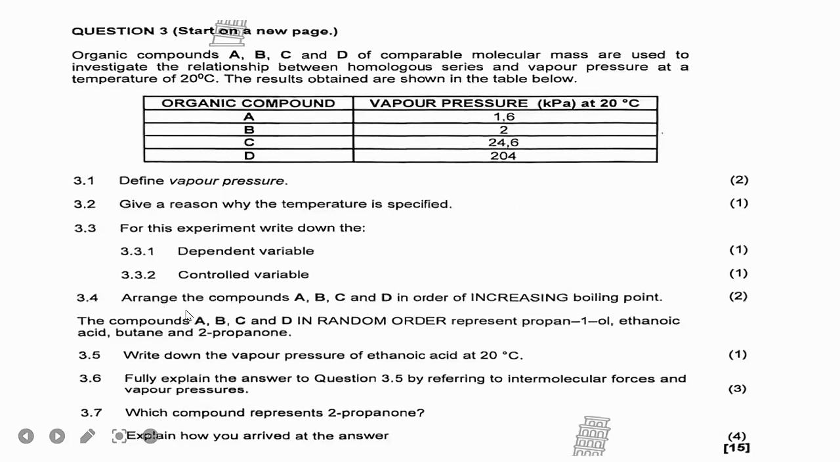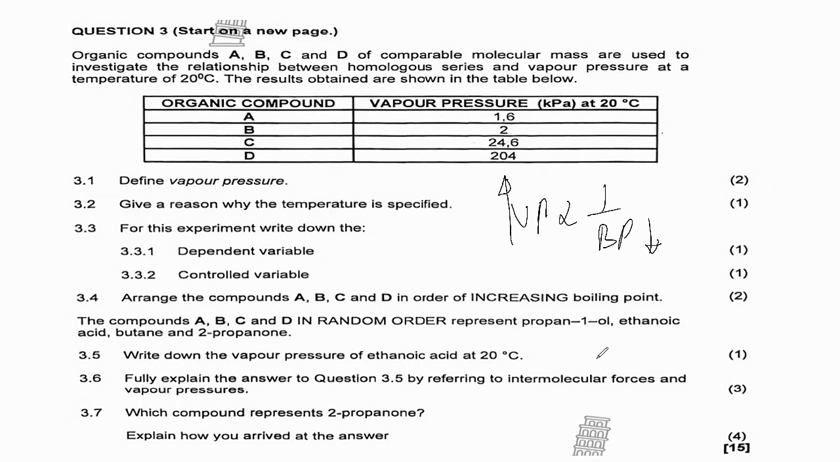Then 3.4 says arrange the compounds A, B, C, and D in order of increasing boiling point. So from the one with the lowest boiling point to the one with the highest boiling point. Now, easy to do that. We can see that this is just writing this from D all the way to A, right? Because we can see here it's increasing in vapor pressure, but we already know that vapor pressure is inversely proportional to the boiling point. So obviously the ones with the higher vapor pressure have the lowest boiling point.